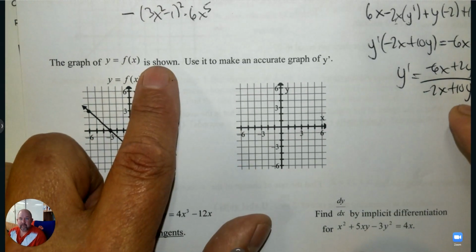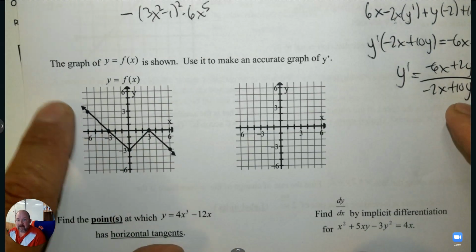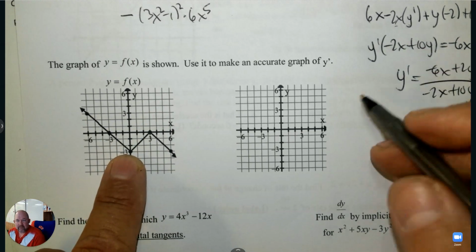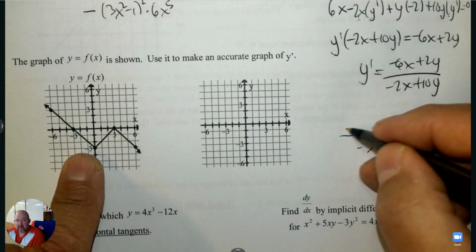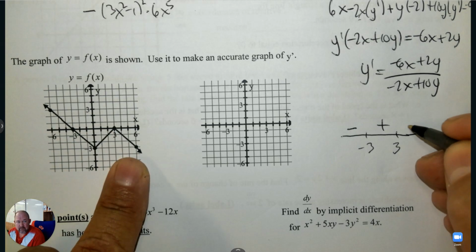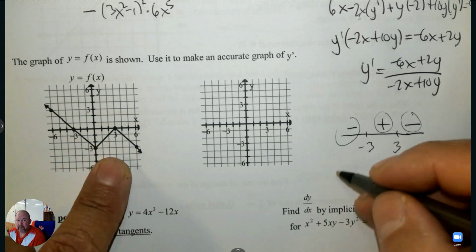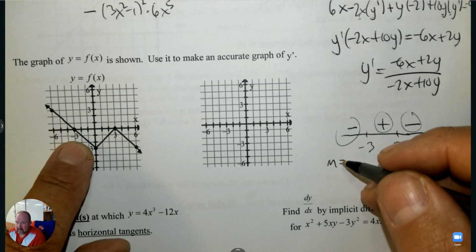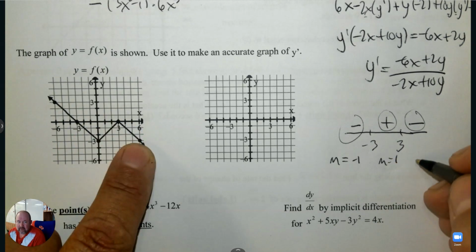All right. So here you have a graph. I want to graph an accurate graph of the derivative. So if I look here, what are the critical numbers here? So here we have a low point at negative 3. So this is decreasing to negative 3, and then at 3 it increases. Then after 3 it decreases. So it's going to be below, above, below. These are lines, so slopes matter. So the slope here is the derivative. So the slope here is negative 1. Then the slope here is positive 1. And then the slope here, again, is negative 1.